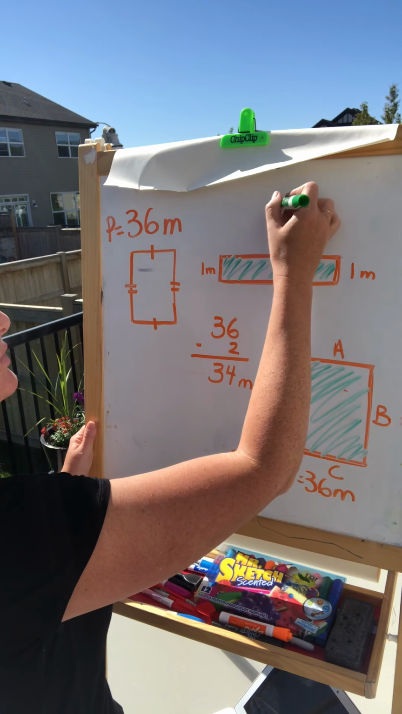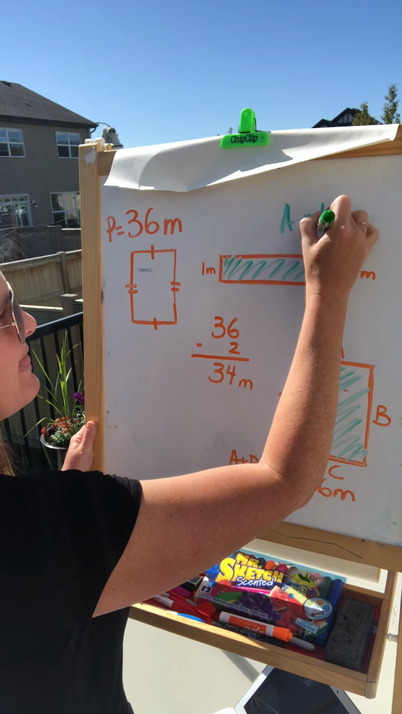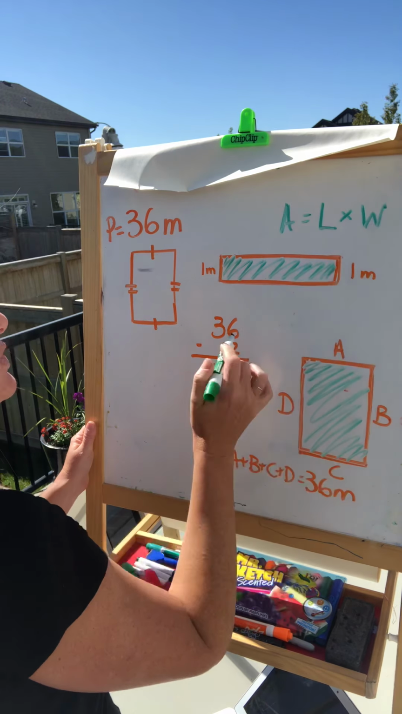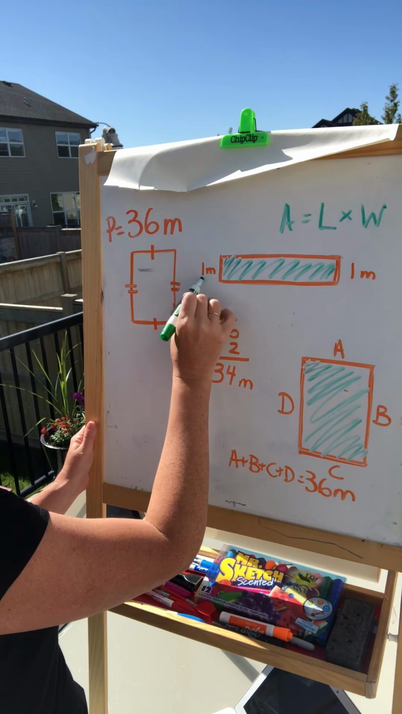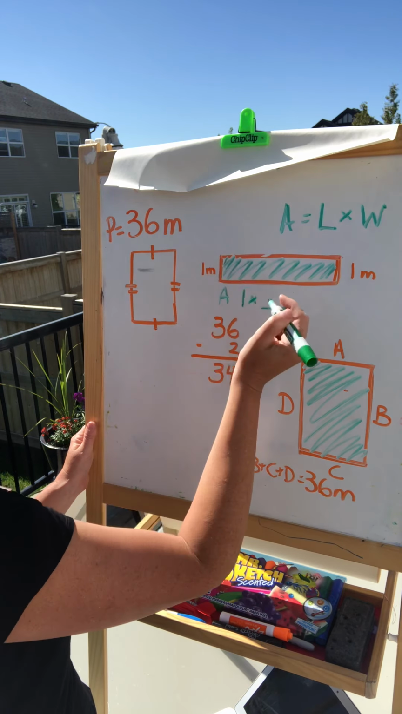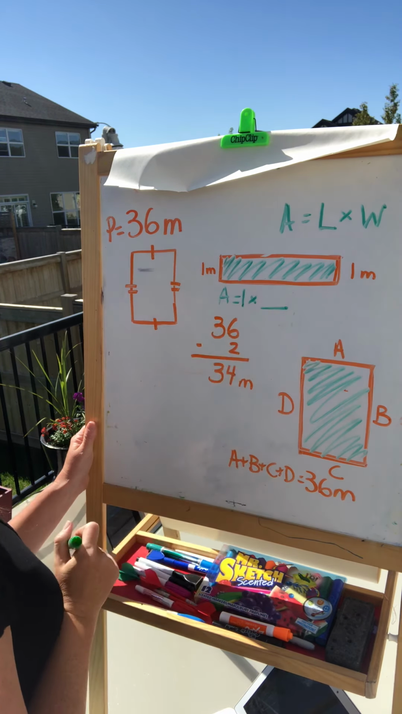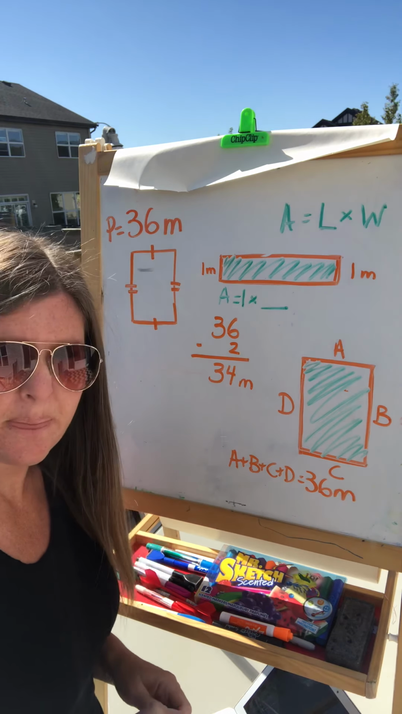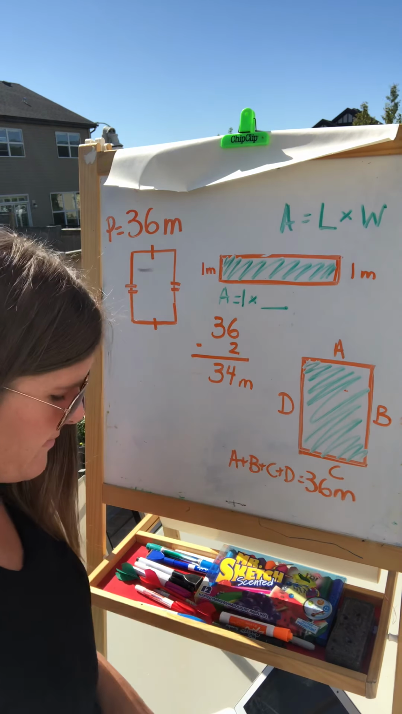Remember, the formula for area is length times width. So I know already in this rectangle, I will be multiplying 1 times something, the other value that I assign, to get my total area. So that is your job for this problem. Good luck.